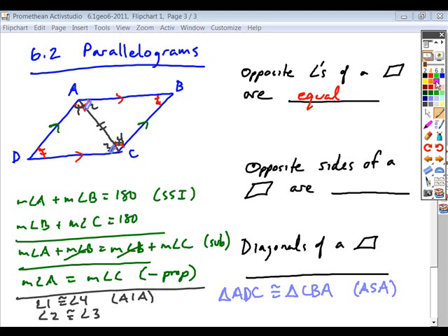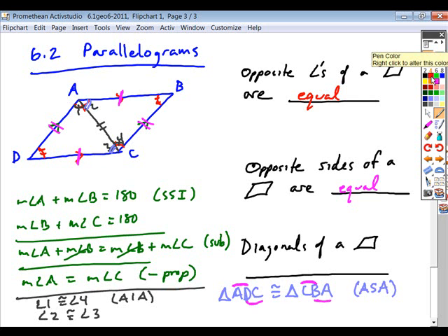Therefore, when we look at opposite sides, so let's say AD, what side does AD correspond with? BC, and those are equal to each other. So opposite sides of a parallelogram also are equal. Okay. So AB right here corresponds with DC. So we see that both pairs of opposite sides in any parallelogram will be equal to each other.